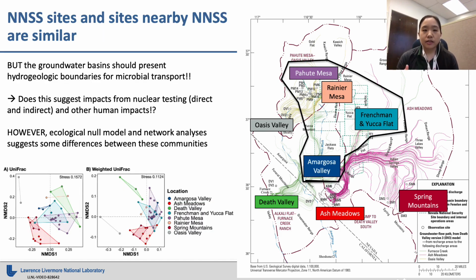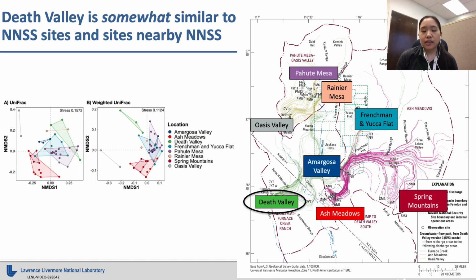NNSS sites and sites nearby NNSS seem to have pretty similar microbial communities. However, there should be some hydrogeologic boundaries, or there could be interbasin groundwater flow. So we have to dig in deeper to understand what's going on here. And I did some ecological null models and network analyses, which we will discuss later in this presentation, which actually suggests that there are some differences between these microbial communities. Finally, we can see that Death Valley is somewhat similar to sites within and nearby the NNSS.